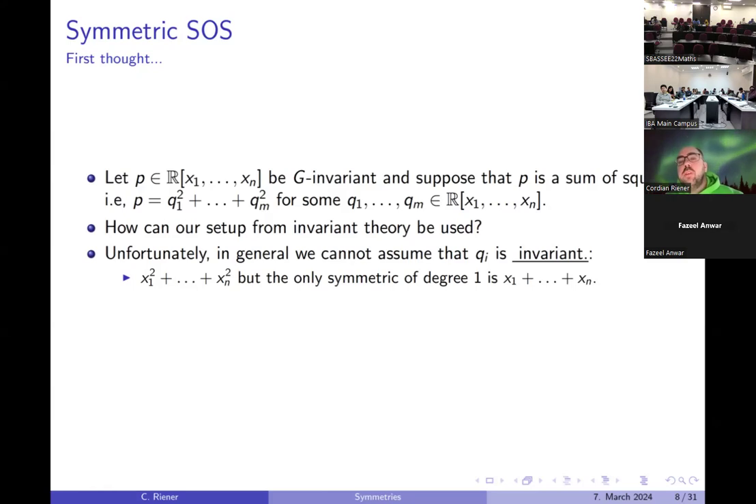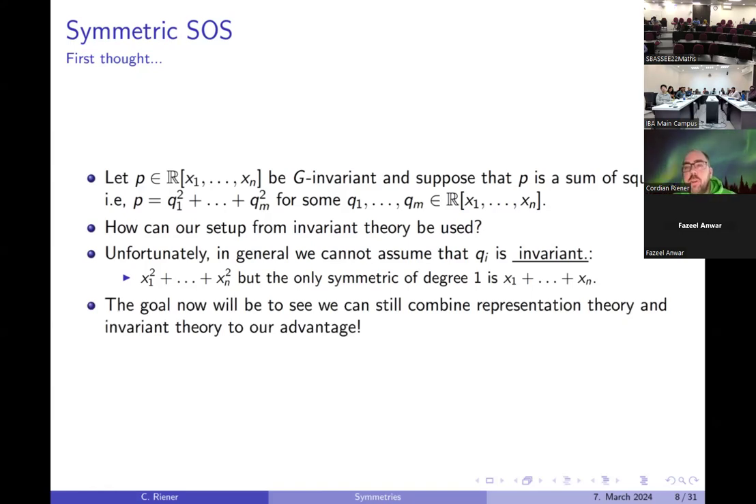But if you think about it, there is only one polynomial of degree 1 that is symmetric, that if I square it would come up to this polynomial, and the only symmetric one is x1 plus x2 and so on. So there is no way, if n is bigger than 1, that we can square it somehow to come up with this polynomial on the right side. Very easy example. So in general, a polynomial that is invariant need not have a sum of squares decomposition in terms of invariant squares.